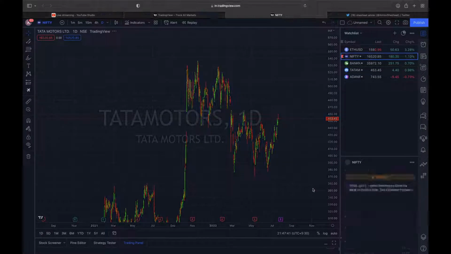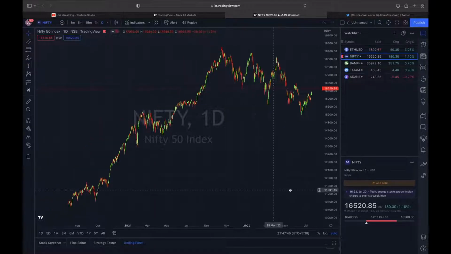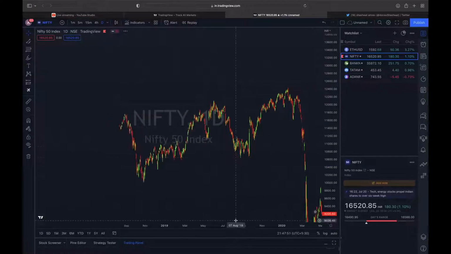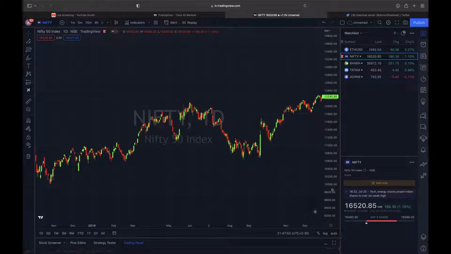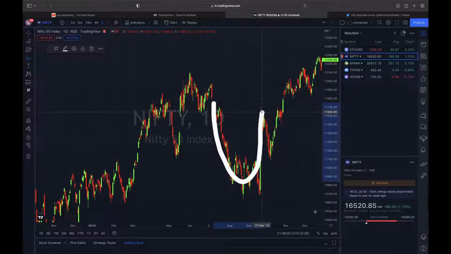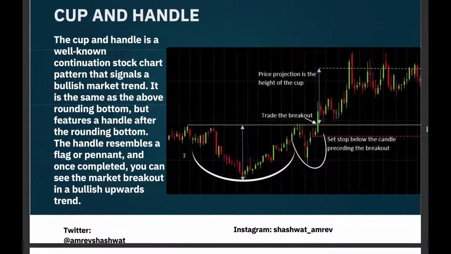Okay, let's see in Nifty if we get any. See, did you get any? Bottom one, a smaller one, which is a handle, and then uptrend. So this is known as a cup and handle. Clear, everyone? Please write yes or no in the chats.